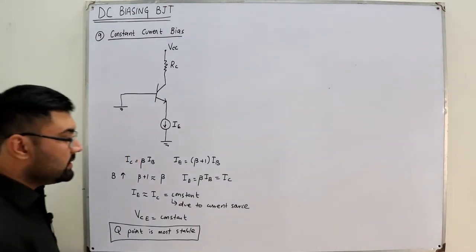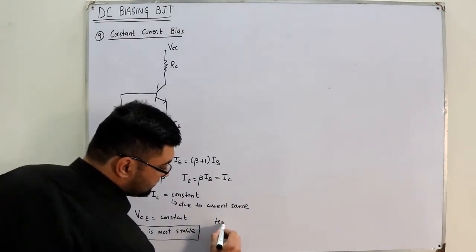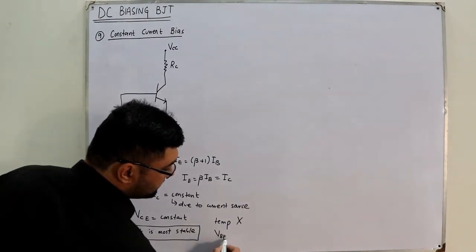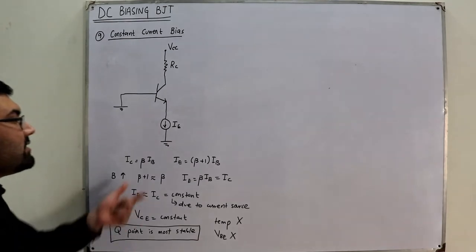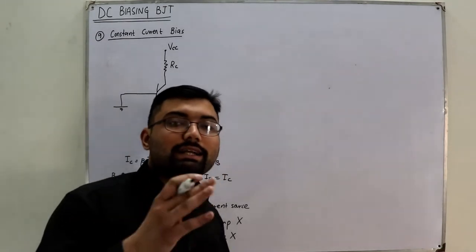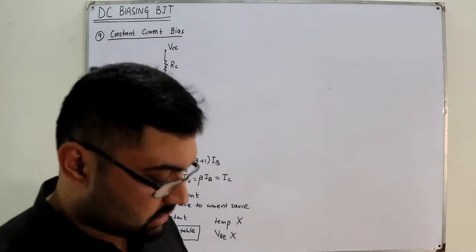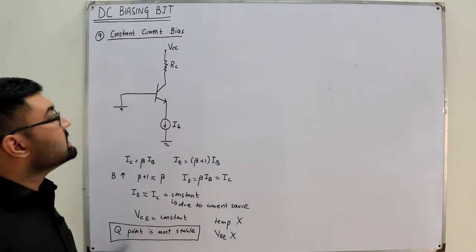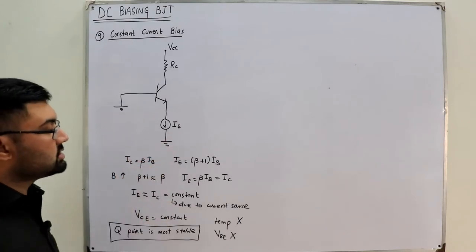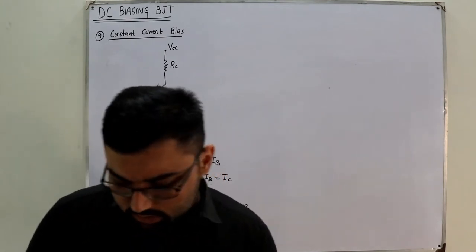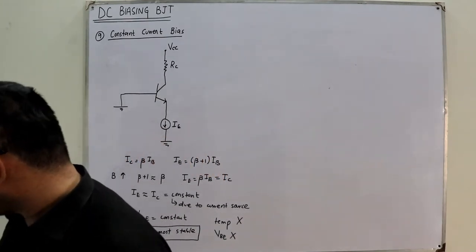The value of VBE is not affecting it. Temperature effect, cross. VBE effect, cross. Why? Because we have a constant current source. This constant current source has given us the collector current to be always constant. Due to that, VCE is always constant, IE is constant. So this is one of the most stable configurations. Right, so this was just a smaller topic.